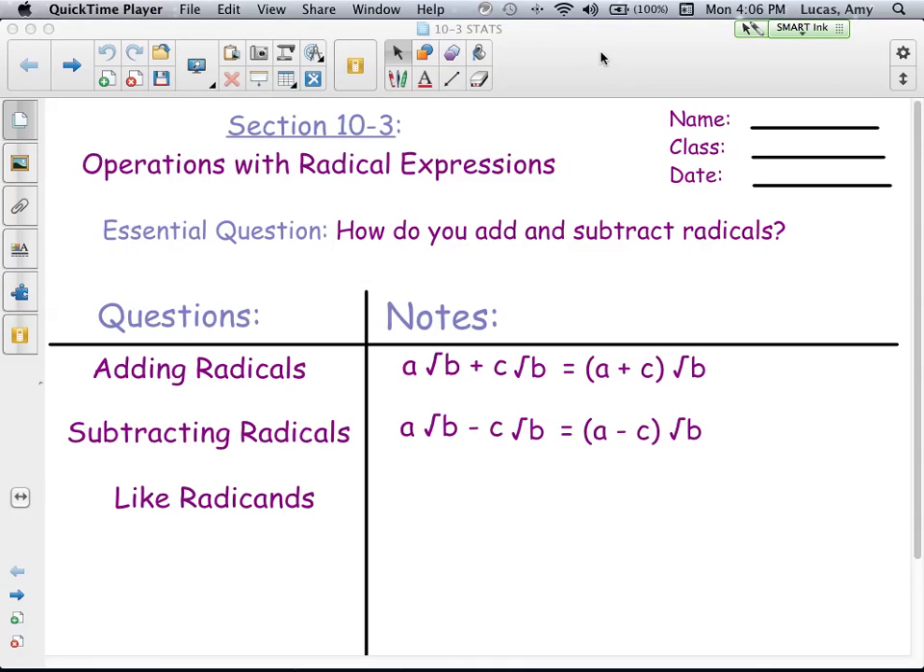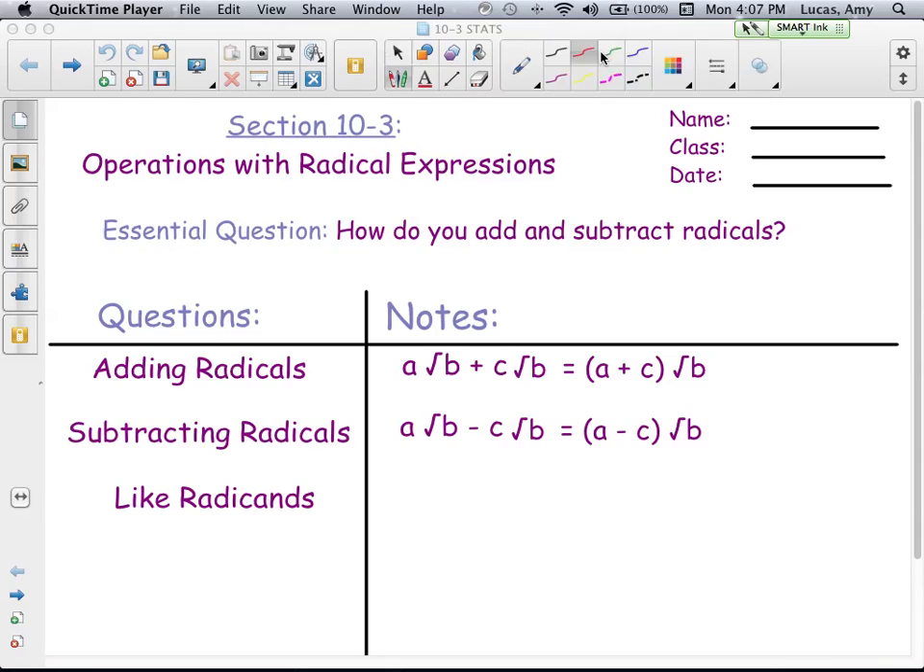Lesson 10.3, Operations with Radical Expressions. Our essential question is, how do you add and subtract radicals? We have two properties that we're going to work with. The first one says adding radicals, and the second one says subtracting radicals. And then our third vocab word is like radicands.